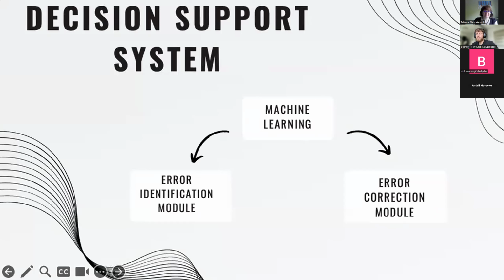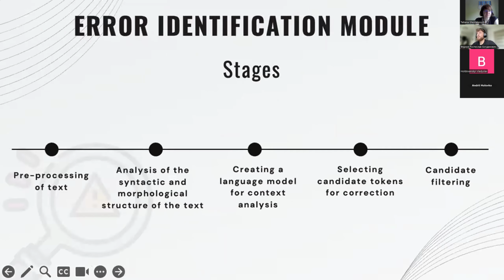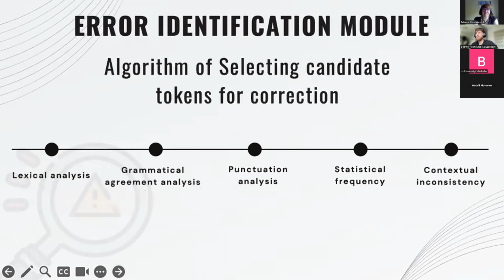The decision support system for identifying and correcting errors is based on the use of natural language processing and machine learning methods. The system consists of three main models: the identification model, the correction model, and the machine learning model. An important aspect is the ability to integrate additional components such as lexical databases, semantic networks, and algorithms for increasing the accuracy of the analysis. On this slide, you can see the stages of the identification model. First of all, preprocessing of text, analysis of the semantic and morphological structure, creating a language model for context analysis, selecting candidate tokens for correction, and then filtering these candidates and choosing which tokens we need to correct.